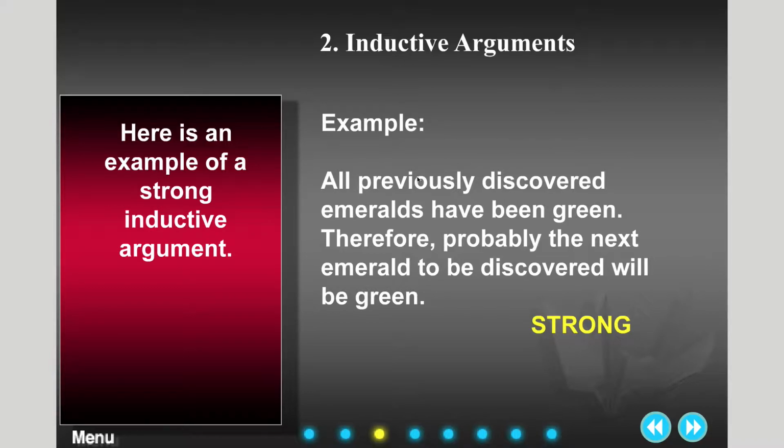It's just as in all previous days the sun has risen, therefore it's probably the case that tomorrow the sun will rise again. Okay? That is a strong inductive argument. But notice the probably there, right? We saw this in 1.3. Probably denotes induction. It's not necessarily the case that the next emerald to be found will be green. It's just probably, highly probably the case, but nevertheless only probably.